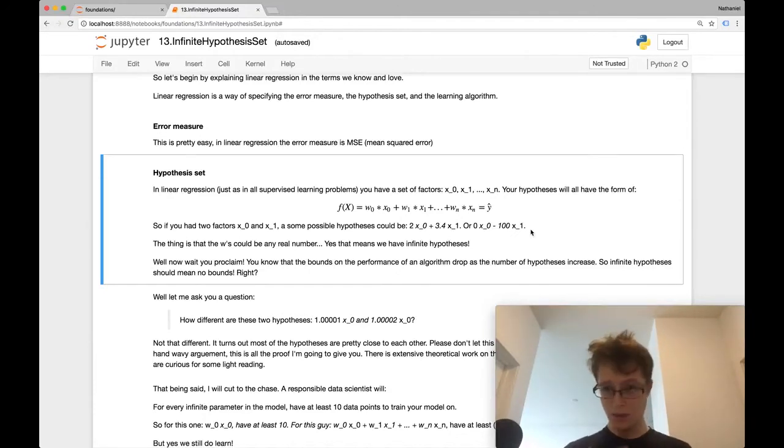So, cool. You're like, okay, I get it. Any linear combination, that's the set of hypotheses. So we just have our computer look through all linear combinations of things. Oh, wait. The W's could be any real number. That means we have infinite hypotheses. Whoa. So there's some problems here.